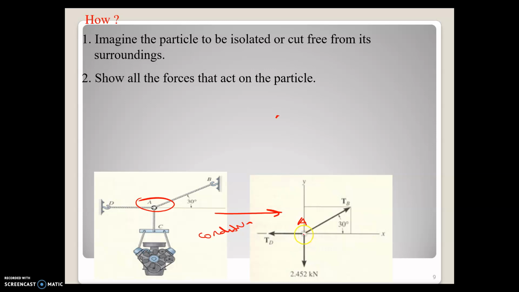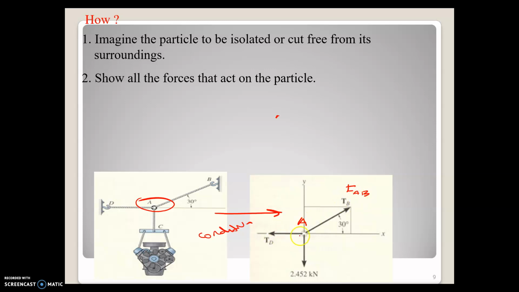Kita letakkan particle A tu dekat titik tengah paksi x dan y. Alright, so this particle A tadi, and then you show all the forces yang acting pada particle A tadi, which is you have AB, right, betul, which is tension B ataupun force AB.